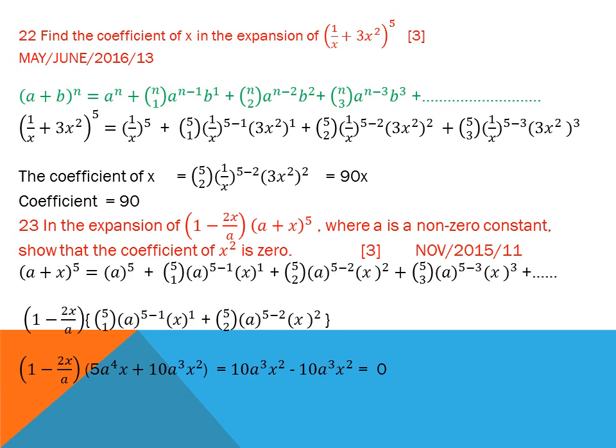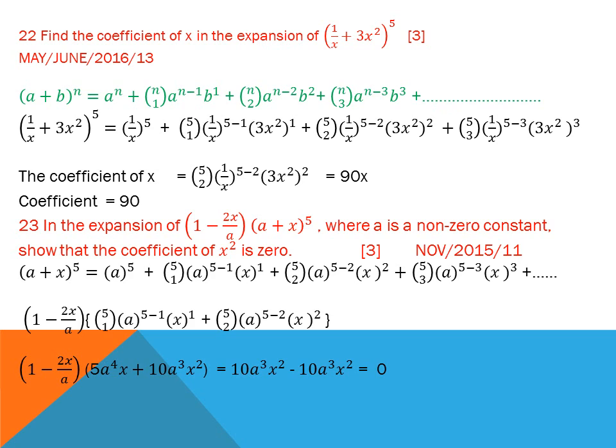In question number 22, find the coefficient of x in the expansion of 1 over x plus 3x square, whole power 5. Only he is asking about the coefficient of the term x, x square, x cube, and the term independent of x. Here a is equal to 1 over x and b is equal to 3x square. When I expand this by using the binomial formula, 1 over x power 5, 5c1, 1 over x power 5 minus 1, 3x square power 1, 5c2, 1 over x power 5 minus 2, 3x square power 2, 5c3, 1 over x power 5 minus 3, 3x square.